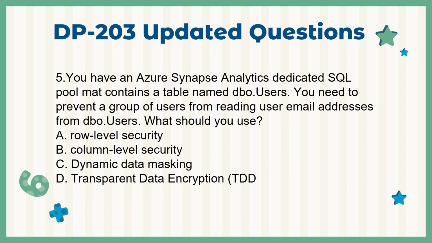5. You have an Azure Synapse Analytics dedicated SQL pool that contains a table named dbo.Users. You need to prevent a group of users from reading user email addresses from dbo.Users. What should you use? A. Row-level security. B. Column-level security. C. Dynamic data masking. D. Transparent data encryption, TDE.